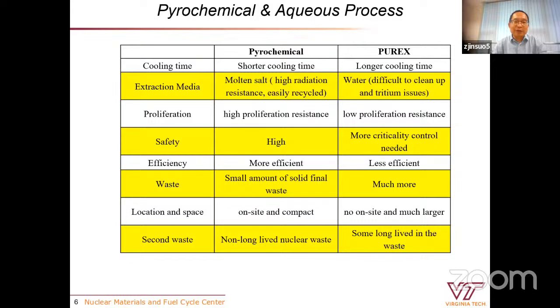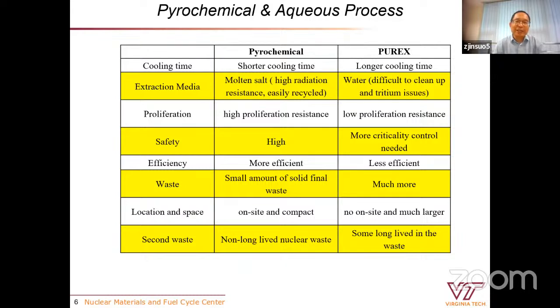For the proliferation concern, for any nuclear equipment, we need to consider its proliferation aspects. For pyroprocessing, it's difficult to get pure plutonium. If you want to, you still can get it, but it's difficult. But for PUREX, it's easy for you to get pure plutonium. So PUREX has a lower proliferation resistance, and the pyrochemical process has a high proliferation resistance.